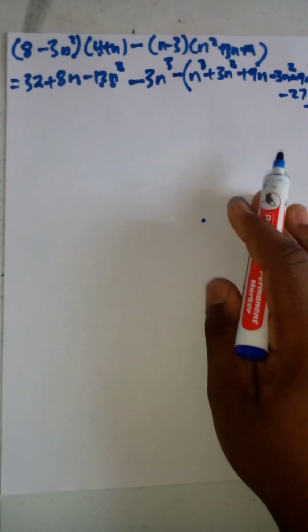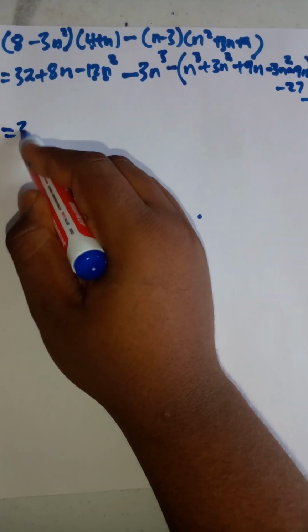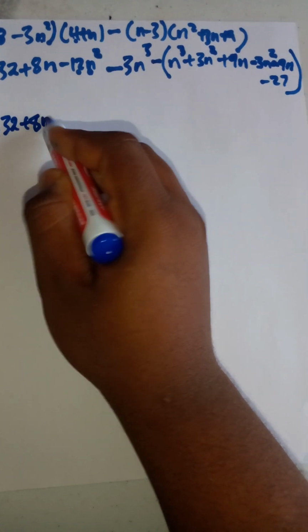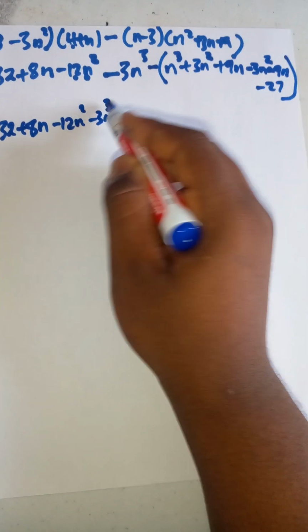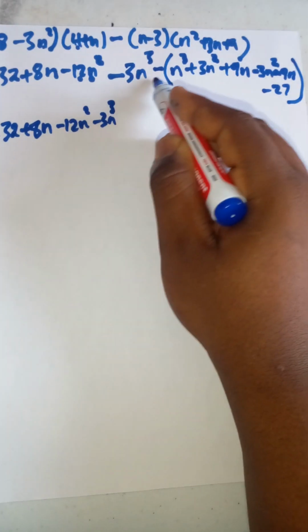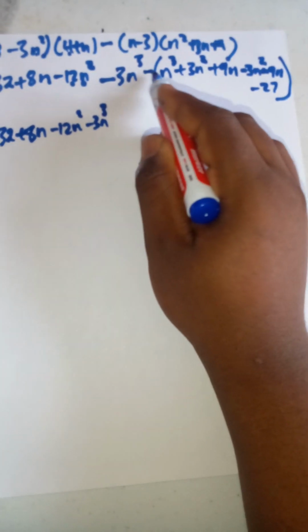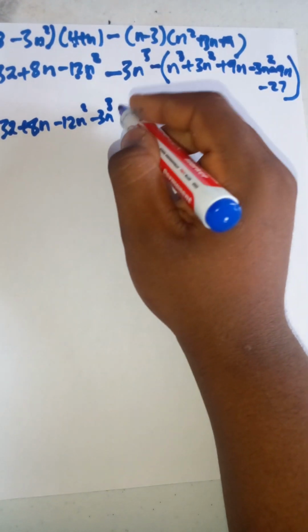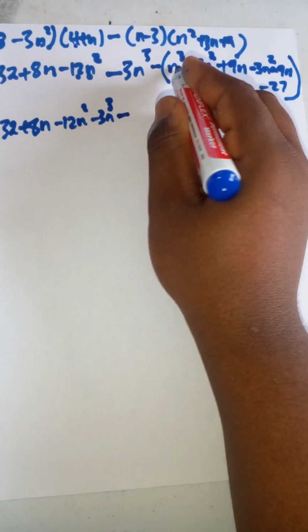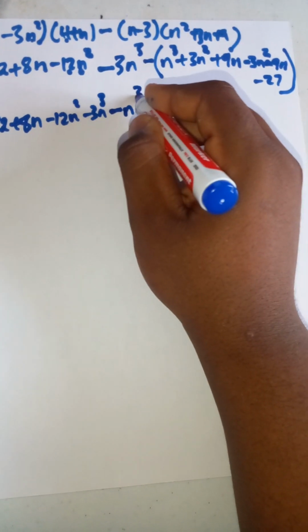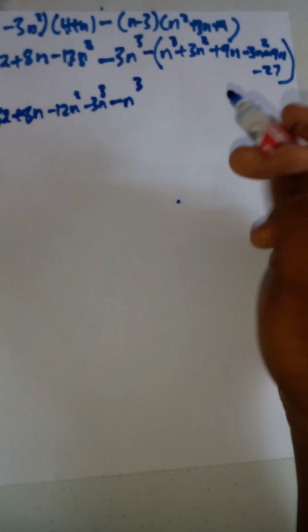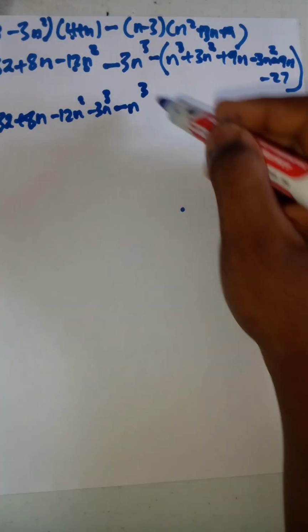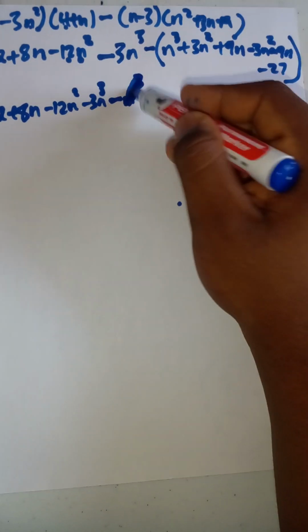So now we can move on. So now we are gonna work out this thing. Let's write our thing. 32 plus 8n minus 12n squared minus 3n cubed. Let's open up this bracket. Remember, this negative implies that we have a negative 1 outside, so it will be what? Negative 1 times n, negative n cubed. Is it fine? We are simply opening it up. But before I open it up, let me just relax a little bit.